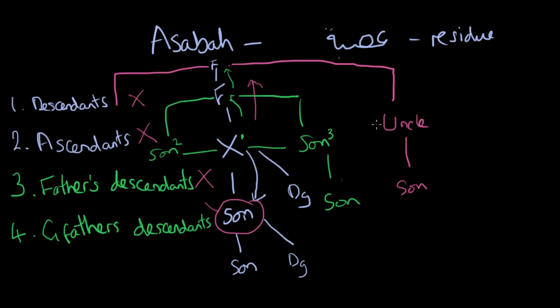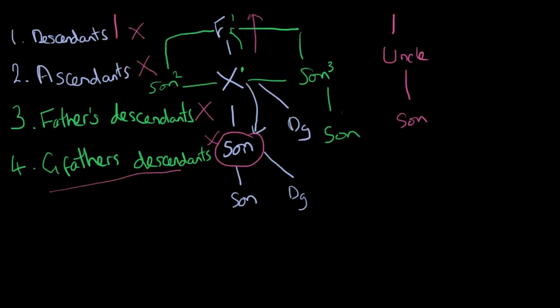So X's uncle through his grandfather and his son, etc. And if there's no grandfather's descendants, we don't go on to great grandfather's descendants. That's the end of the Asaba, and then we have to look at other categories.